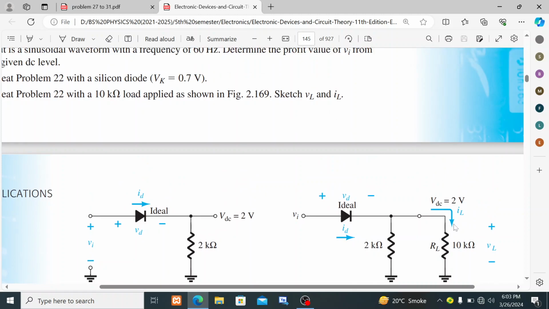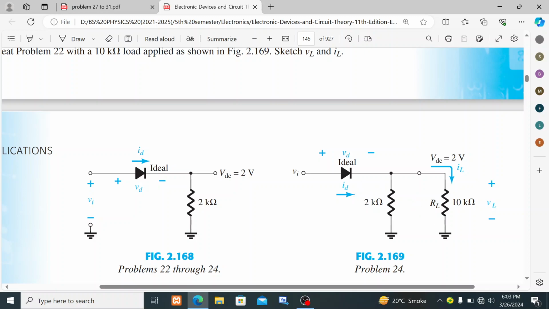First we find VL. In this case the diode is ideal. Okay, the diode is ideal, so what do we have? Vd is equal to 0. So we can find Vi minus Vd minus Vr is equal to 0. As the diode is ideal, Vi is equal to Vr, and also Vi is equal to Vl. When we solve this loop from here to here, first we solved this loop, then this loop, and since the diode is ideal, Vi and RL become equal.